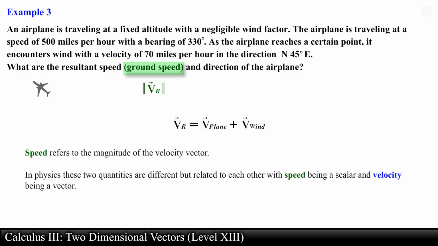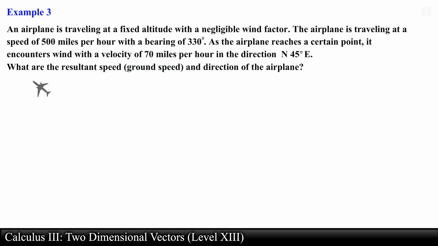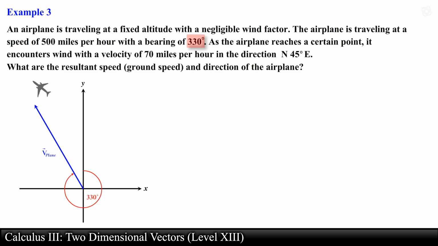Note that speed refers to the magnitude of the velocity vector. In physics, these two quantities are different but related to each other, with speed being a scalar and velocity being a vector. Okay, like always, let's start by drawing a diagram. Since this is an air navigation problem, the bearing will be measured from the north clockwise. So a bearing of 330 degrees will be represented as follows. This is also equivalent to 120 degrees measured from the positive x-axis.